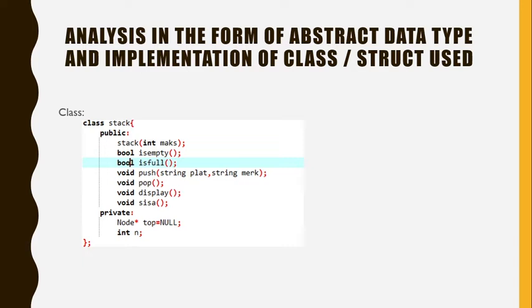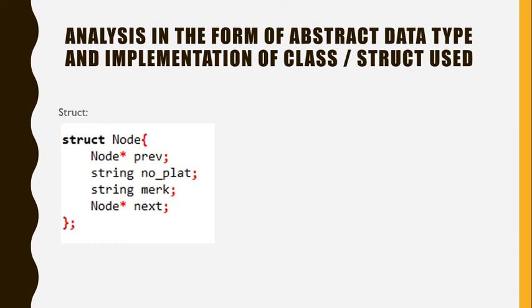In private, there is a top pointer with a null value to indicate the stack is still empty, and a variable n with an integer data type to limit the input stack. Next, for the implementation of the struct, we created it with the node name, with pointers prev and next to designate the address of the previous or next node, and node plat and merk strings to store the license plate number and vehicle brand. For the further explanation, we go straight to the source code.